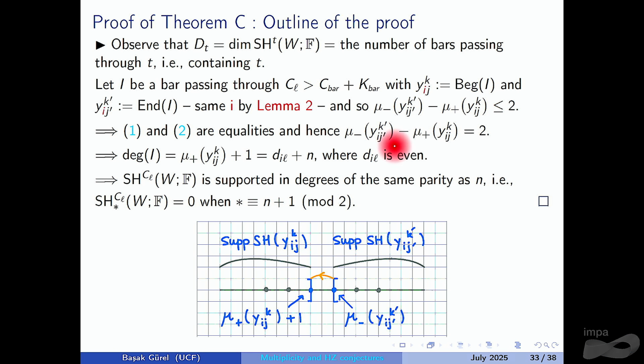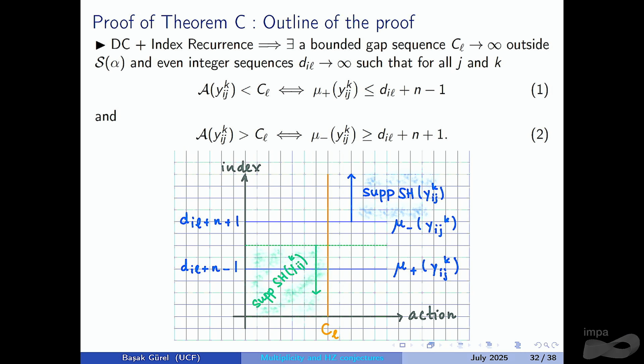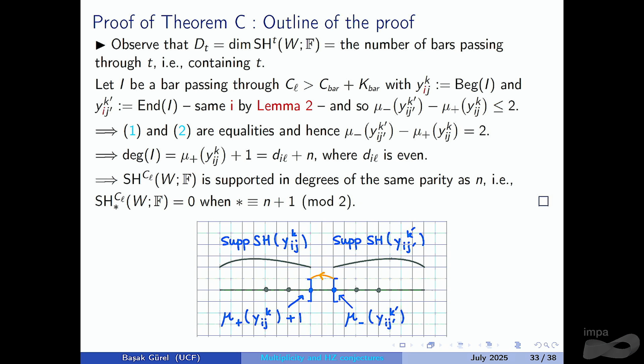And then the degree of this bar is precisely mu plus y_ijk plus 1, which, looking at this thing, this plus 1 is d_l plus m. So it all follows from this. Let's remember that the d_l are even. So then it tells me that this homology is supported exactly in degrees with the same parity as m plus 1. And this is precisely what I wanted to prove.